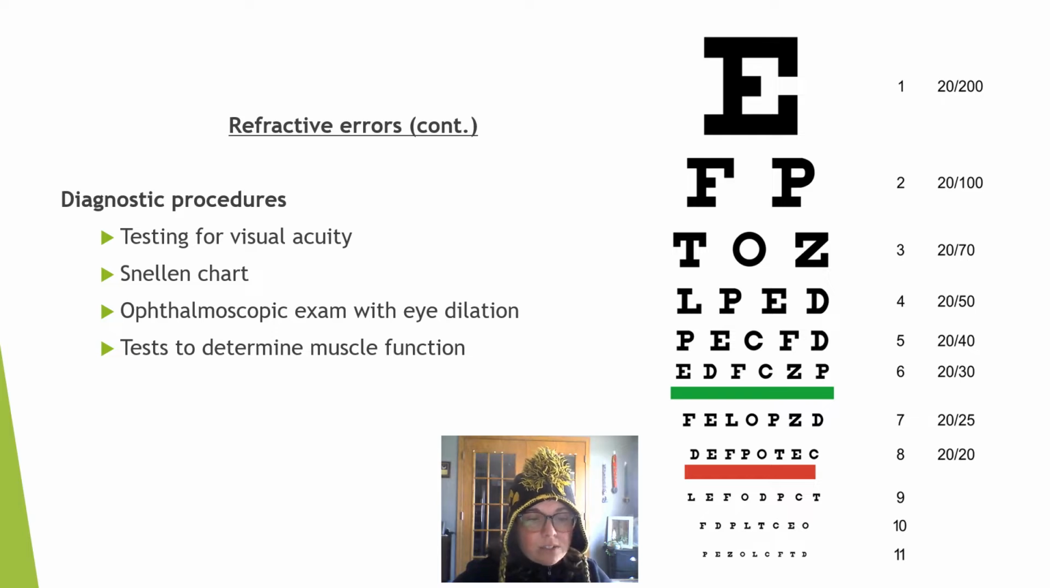To diagnose, testing is done on a patient's visual acuity. So here's an example on how that is done. And this is the Snellen chart. There's also the ophthalmoscopic exam. That's where your eyes are dilated, and that lets a physician take a closer look on the inside. And then tests are done to determine muscle function as well.